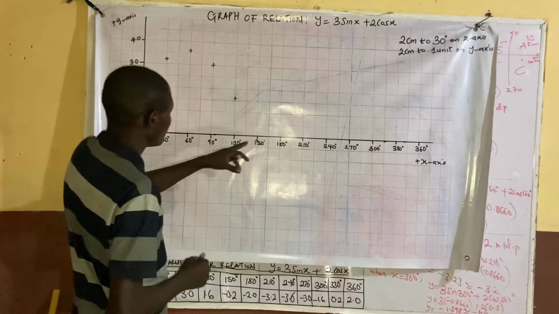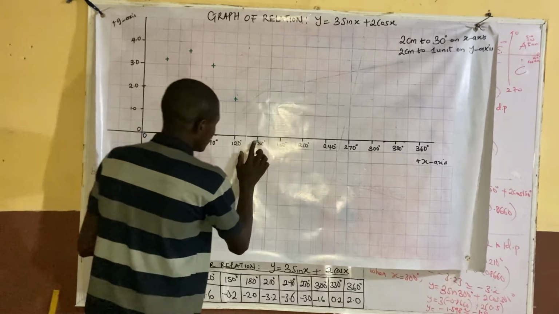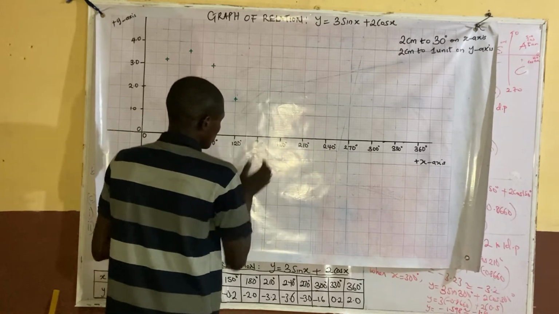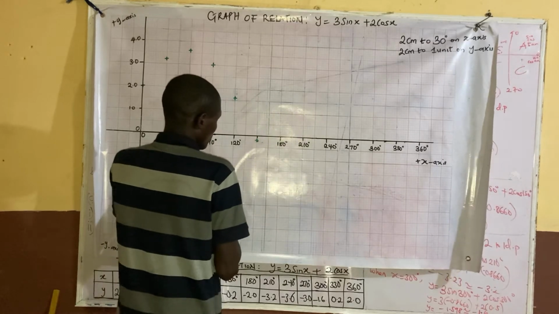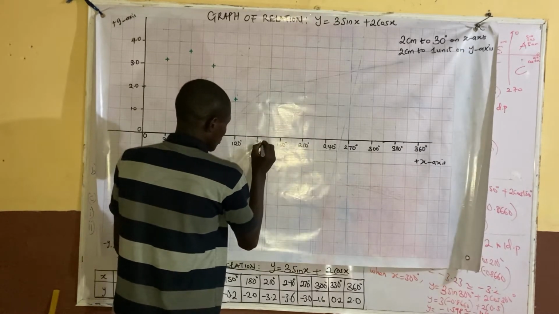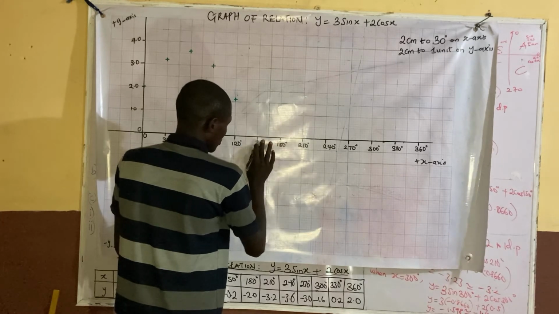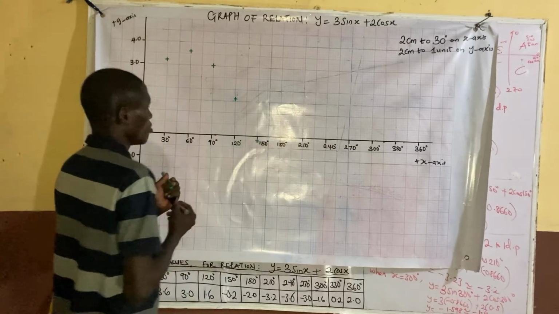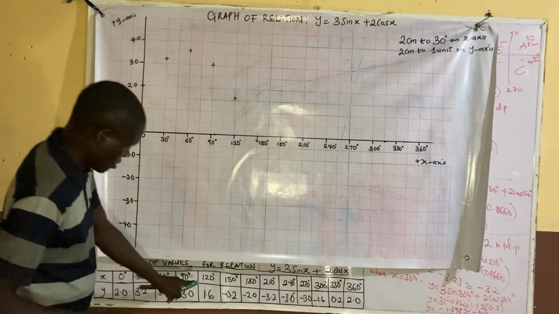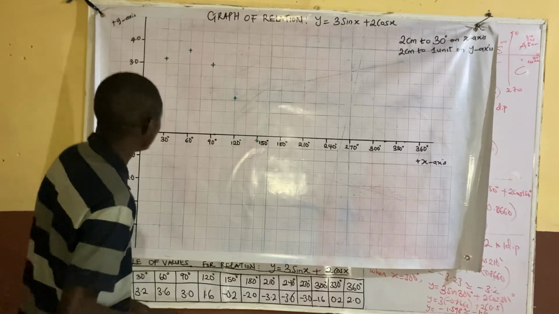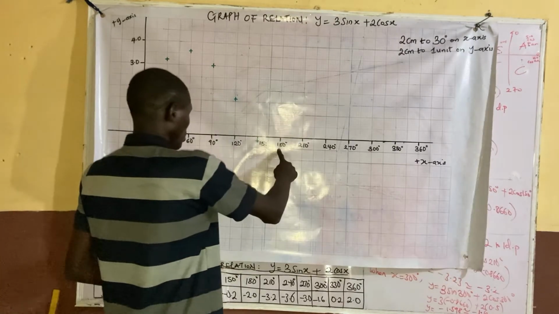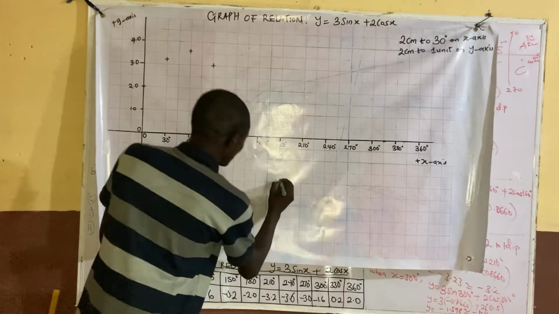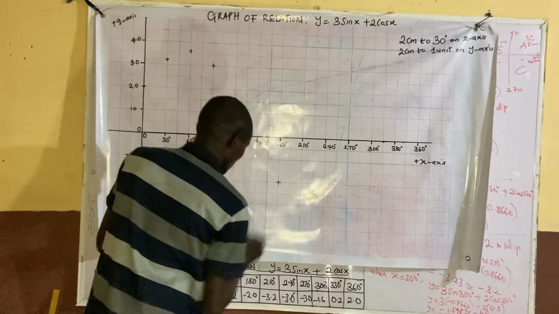So now we can shift this 150 a little bit so as to avoid any confusion. Just shift the 150 to somewhere here. So this is 150 degrees here. So now the next thing is 180 against minus 2.0. We have another point here.